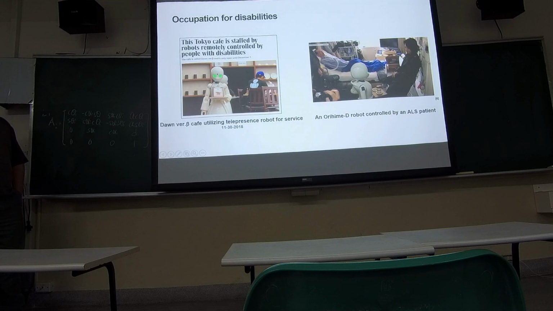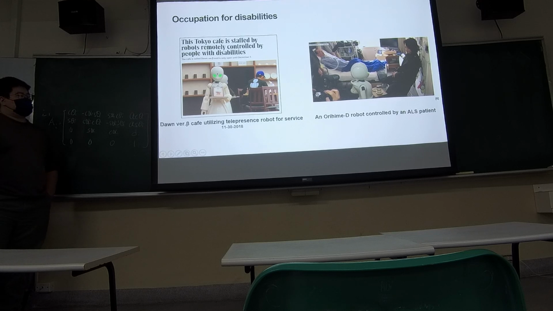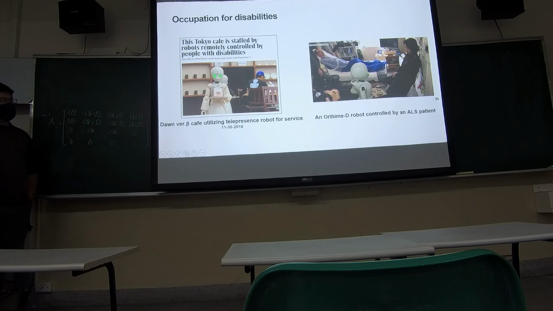This is in real life scenarios. Telepresence robots also assist individuals with disabilities in accomplishing daily tasks they might struggle with, such as serving drinks in a cafe, thereby overcoming mobility challenges.